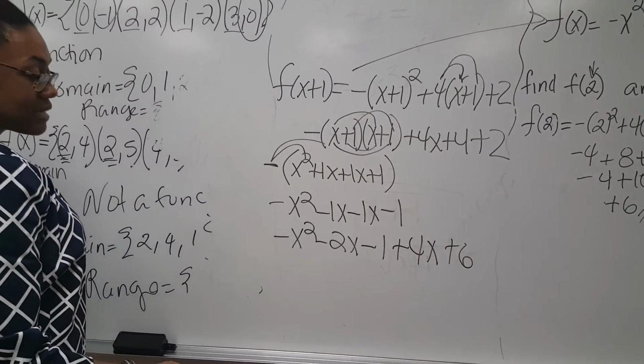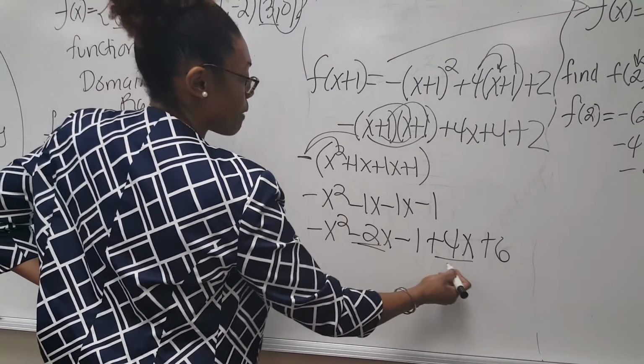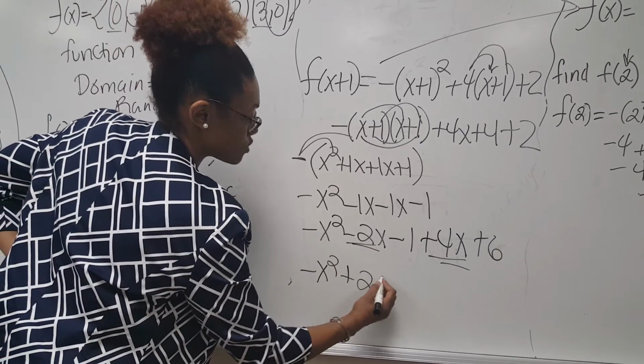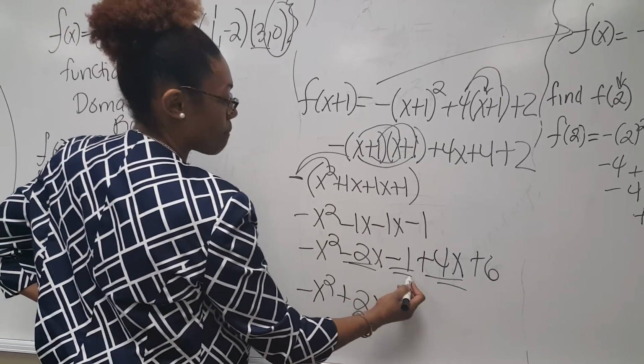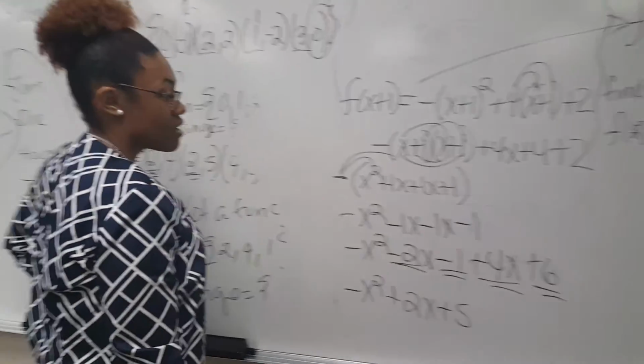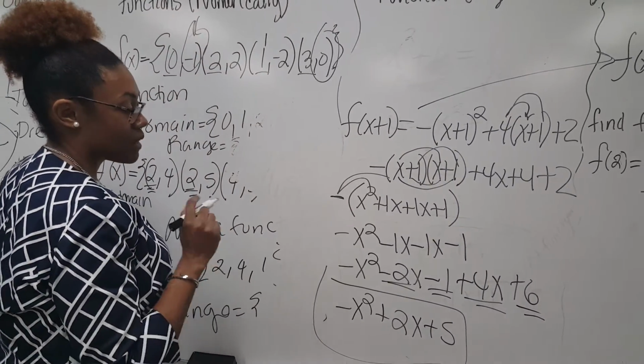So can I combine some things together now in this line? This negative 2x and positive 4x will give me a positive 2x, and then I have a minus 1 and a plus 6, so that gives me a positive 5. And then I have evaluated my function for f of x plus 1.